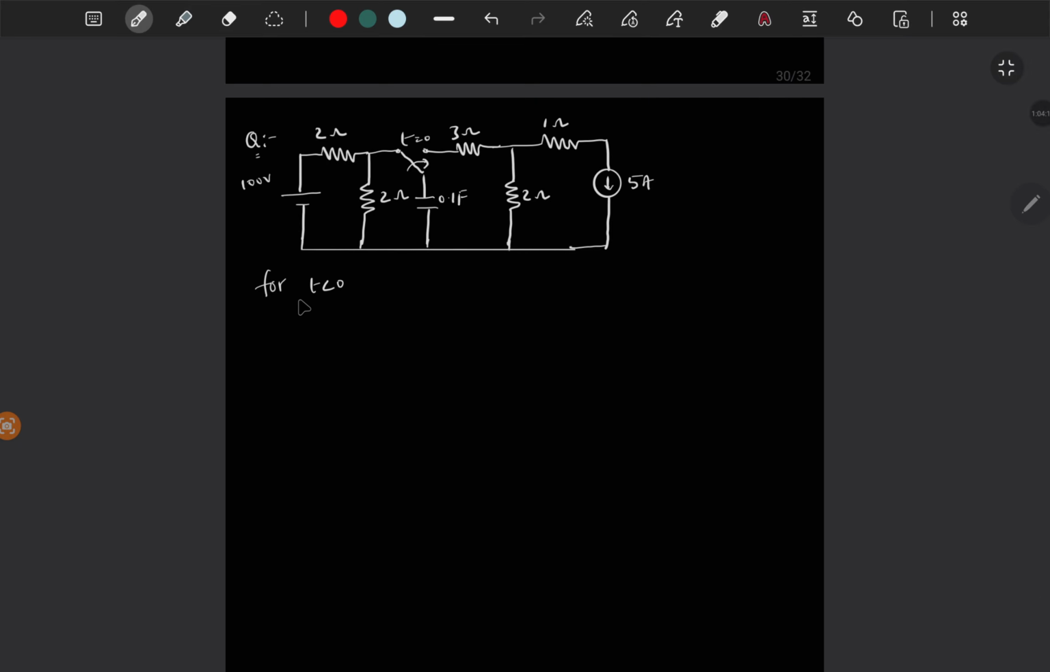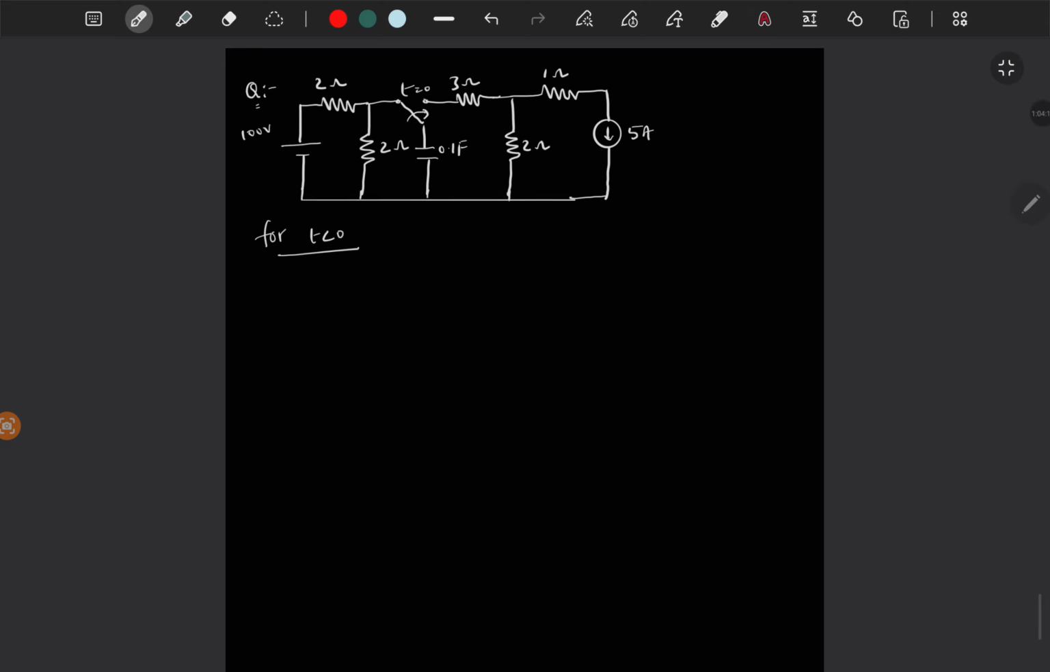For t less than 0, at t is equal to 0, the switch is moved from position A to B. So for t less than 0, we have only one independent voltage source, and for t greater than 0, this is moved and we have one independent current source. So in both the cases, it is simply a first order circuit. So for t less than 0, we have this circuit.